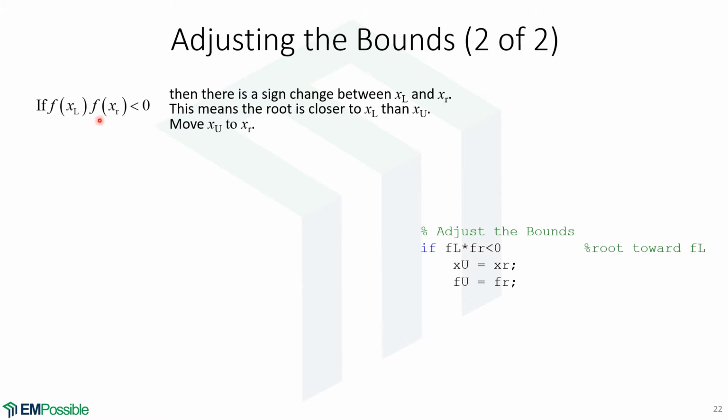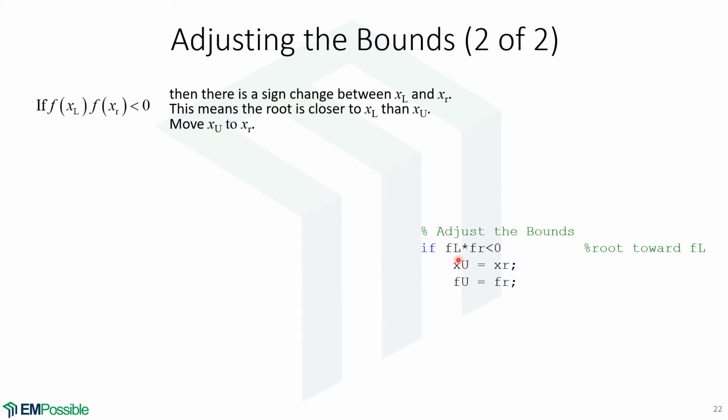And so if the product of those two is less than 0, then that means these two quantities have to have opposite sign. That means the root must be somewhere between the lower bound and XR. So if this is the case, then we need to make our guess at the root the new upper bound. All right, here's the MATLAB code for doing that.